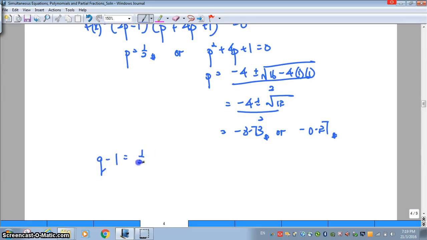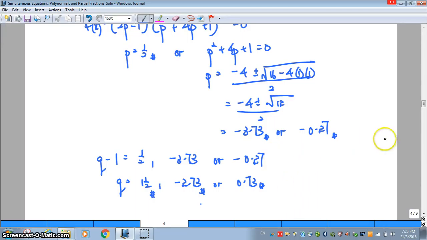Since Q minus 1 is equal to half, negative 3.37 or negative 0.27, it means in order for us to find the value of Q, I need to add 1 to all my previous solution. And this will be our final answer. Take note, the last part is an application question. You will need to infer from your previous solution.